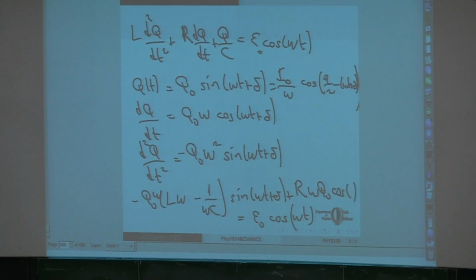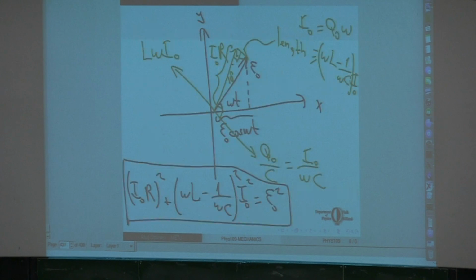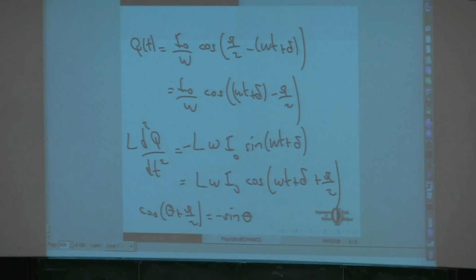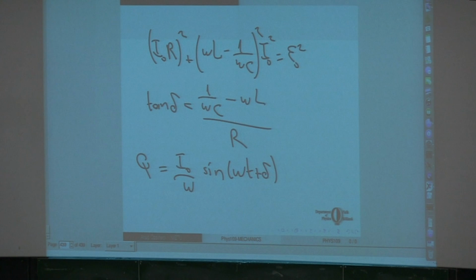This was our initial guess. We had two unknowns. We didn't know what I0 is, and we didn't know what delta is. And now we have determined I0 from this equation, and we have determined delta from the other one.